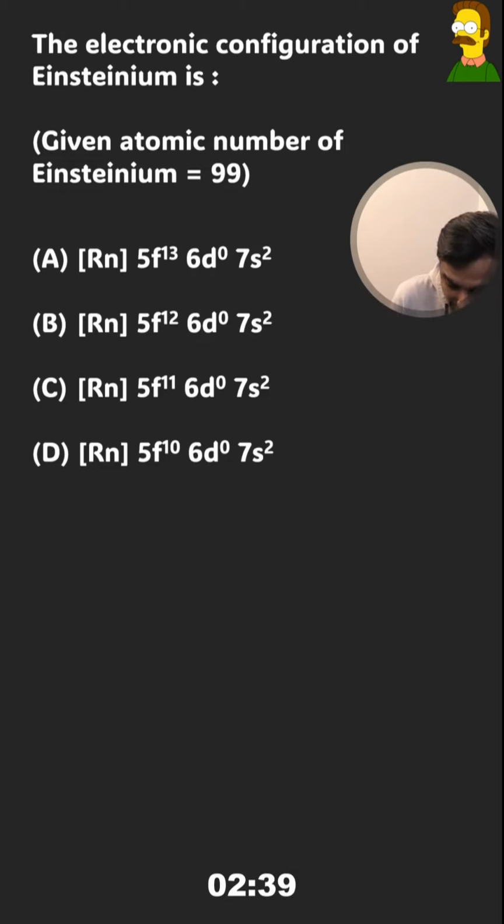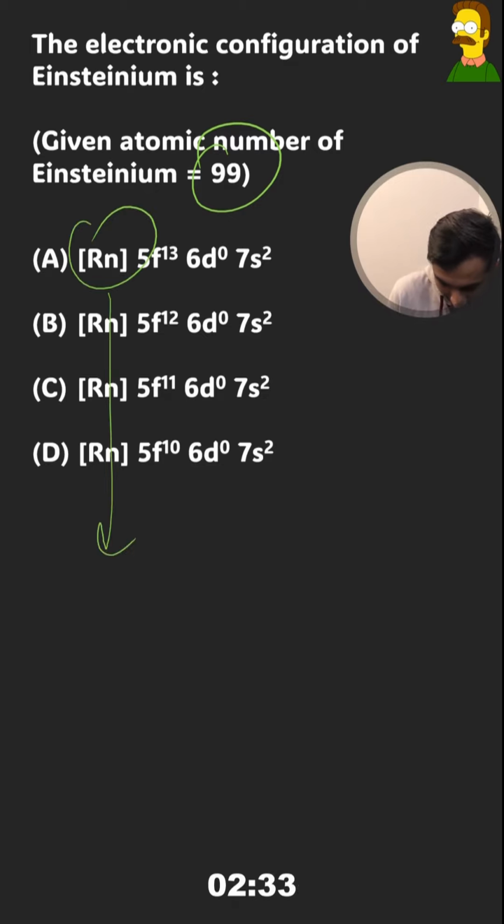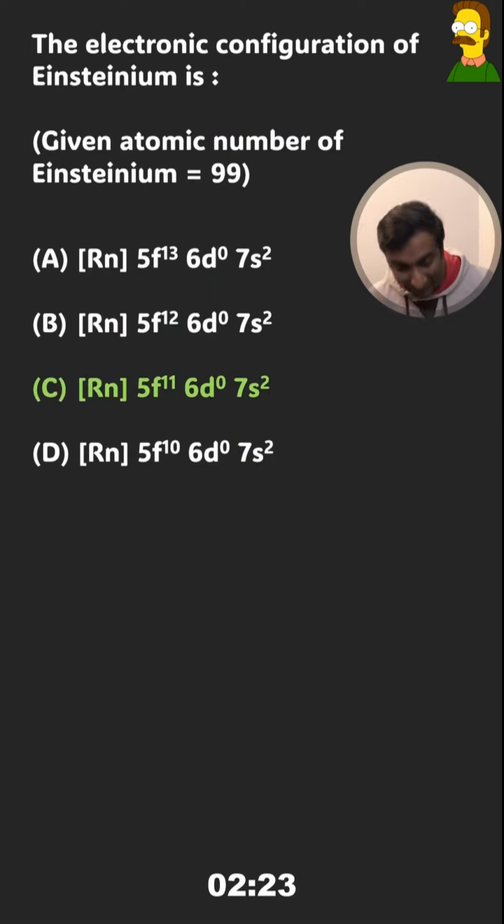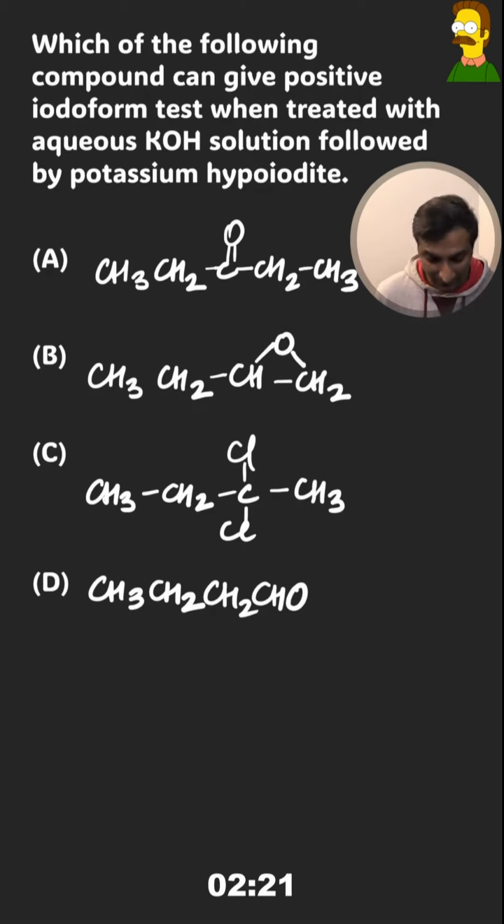Electronic configuration of Einsteinium. Who knows what that is? Of course, it's named after Einstein. 99. Okay. Radon, 86 plus 13. That gives you this. Okay, 13 split to 11 plus 2. Why am I doing this? Because you've got 7s2 in all of these. That's common. So the only one that makes sense is option C. There you go. 2 questions in less than 30 seconds.